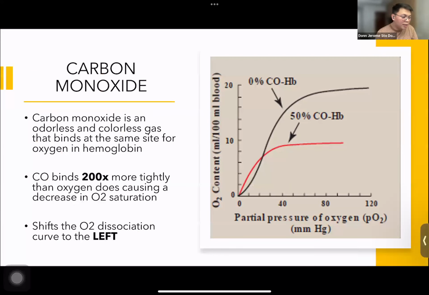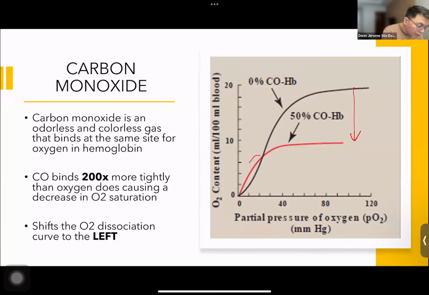So, ganun din po. Lastly, carbon monoxide, di po natin yan diniscuss dun sa allosteric effector, but it can also affect your hemoglobin dissociation curve. It is an odorless and colorless gas that can bind on the same site for oxygen in hemoglobin. Kung nagbabind siya dun sa same site, masasaturate mo pa ba fully ang hemoglobin? Hindi na po. So, anong tendency ng curve? Shifts it downward. Okay?